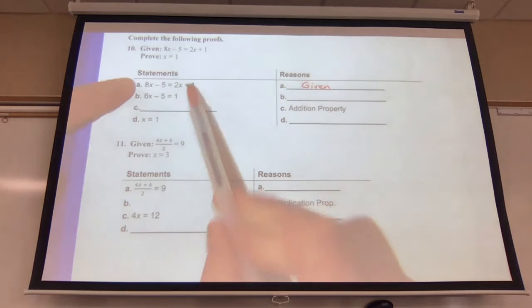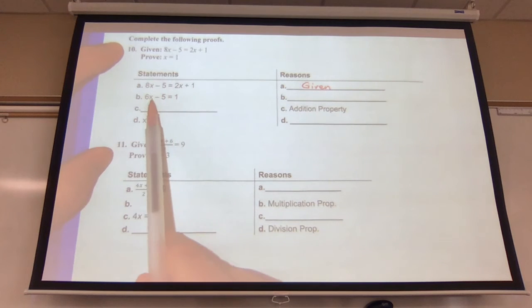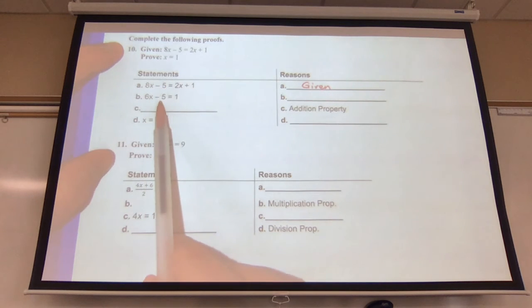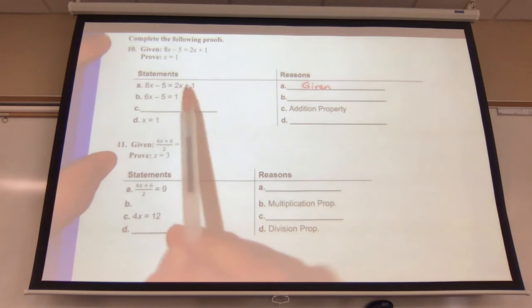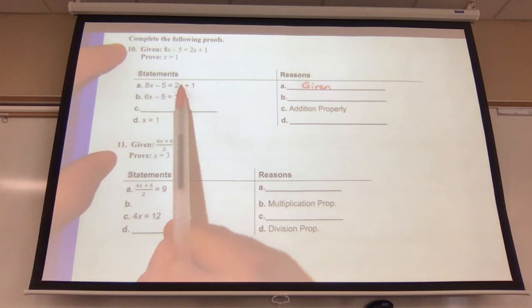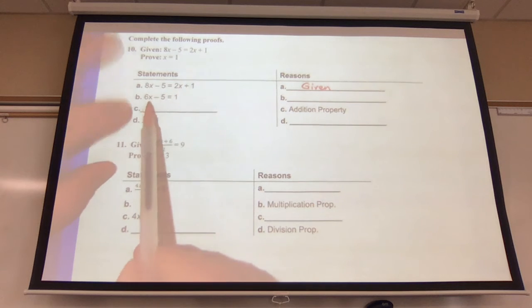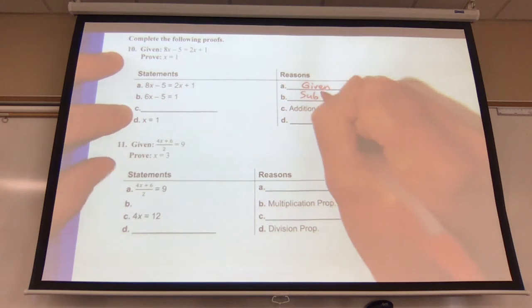Now, from step A to step B, the 8x becomes a 6x. The minus 5 stays on the left. The 2x disappears on the right, but the 1 stays there. So what we did is got rid of 2x by subtracting 2x from both sides. And the subtraction property allows you to do that.